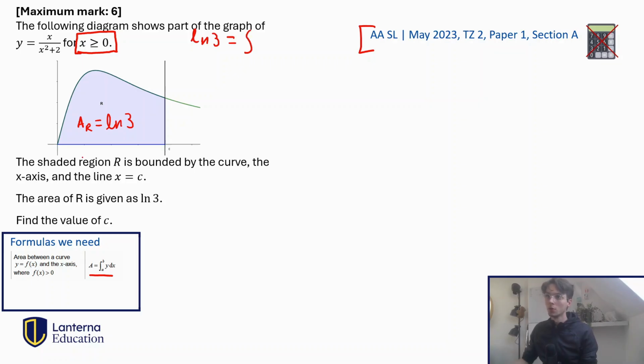Well, what's the lower boundary? We start at 0. So from 0 all the way up to c. So this c is what we're going to be trying to find in this question. And it then says the integral of y dx. So y in this case is x. It is x divided by x squared plus 2 dx.